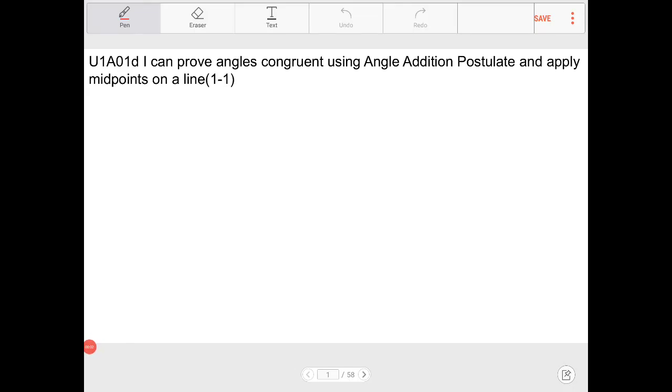Hello students, in this video I will go through the process of proving angles congruent using the angle addition postulate and applying midpoints on a line. Alright, let's take a look.